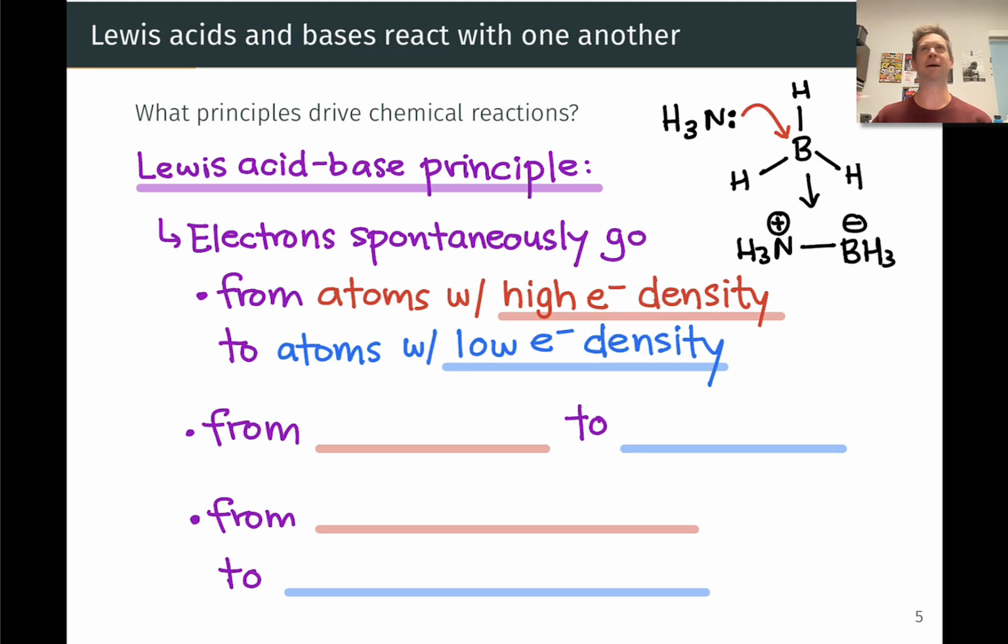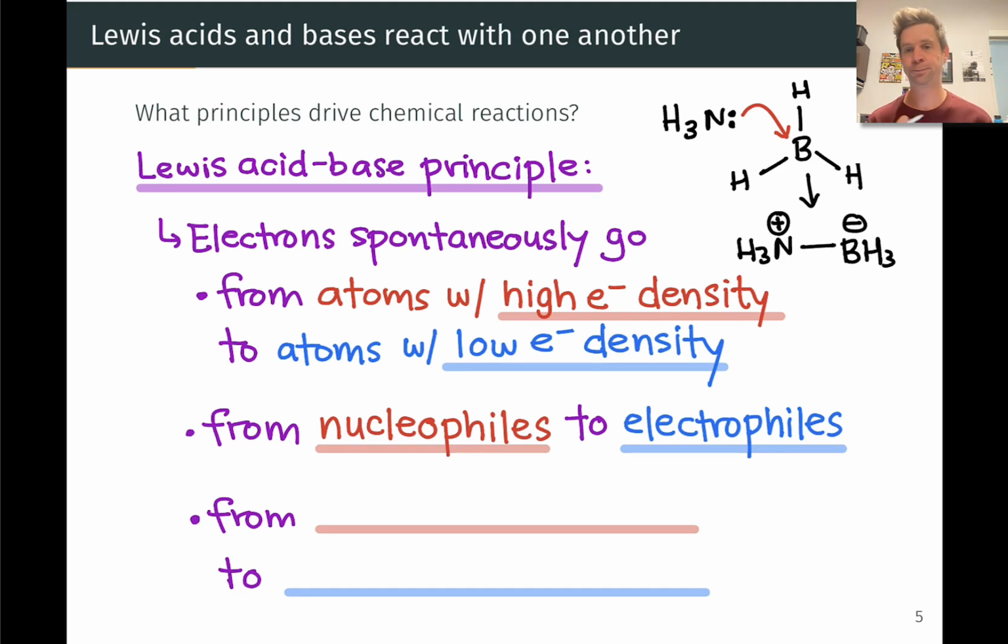Now, that's a bit of a mouthful to describe, and so we use some shorthand terms to describe those molecules or atoms with high electron density. We call those nucleophiles, since they're nucleus-loving, and we call those atoms or molecules with low electron density electrophiles, and we can say in general that electrons spontaneously go from nucleophiles to electrophiles.